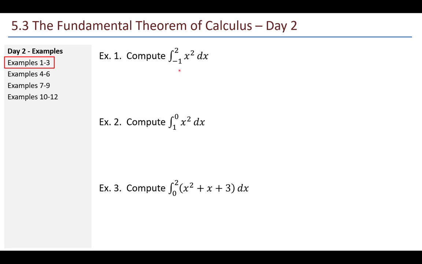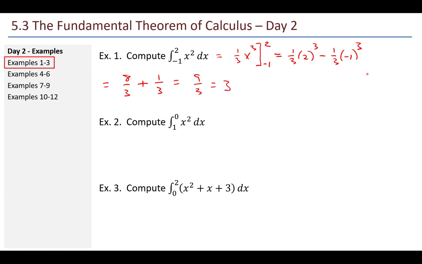Compute the integral from -1 to 2 of x squared dx. All right. So that equals 1/3 x cubed. Put in a -1, put in a 2. 1/3 of 2 cubed minus 1/3 of -1 cubed. That'll be 8/3 plus 1/3, which is 9/3, which equals 3. -1 cubed equals -1.